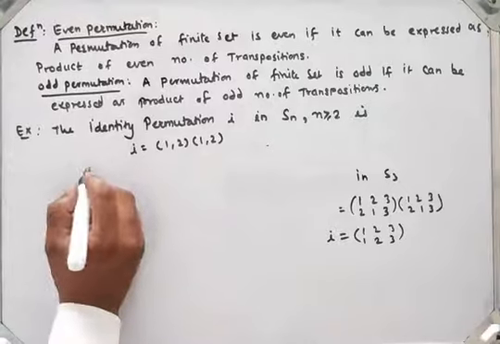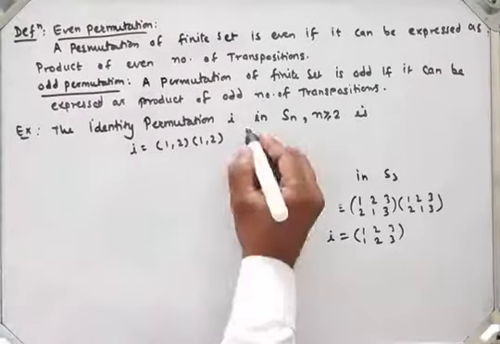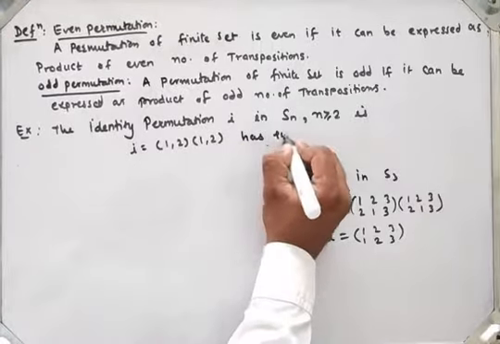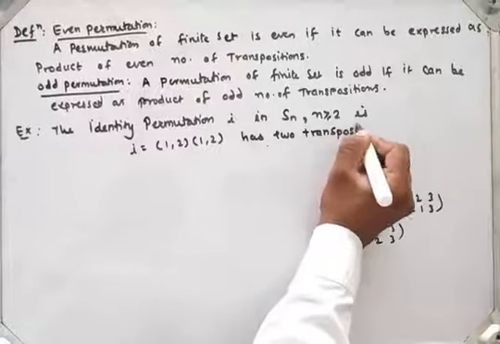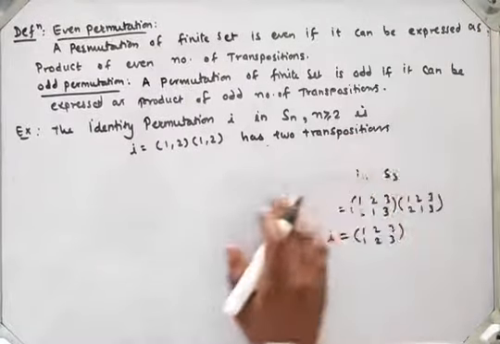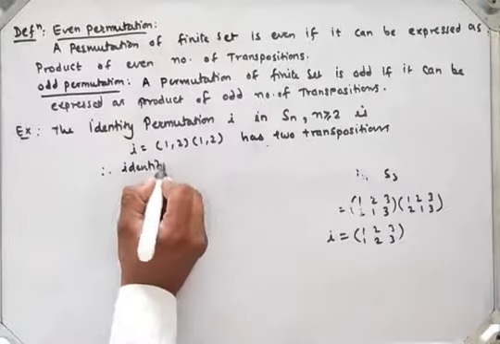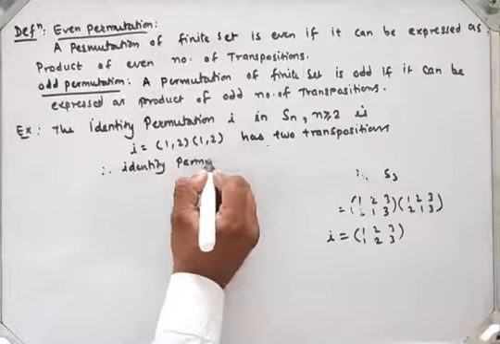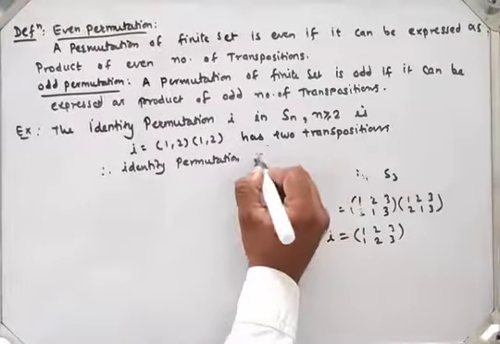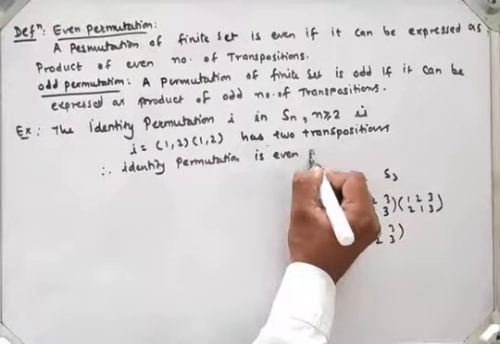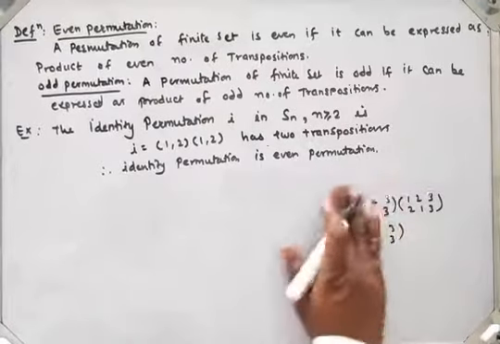Now for another example: I equals (1 2)(1 2), which has two transpositions. Two is even, therefore the identity permutation is an even permutation.